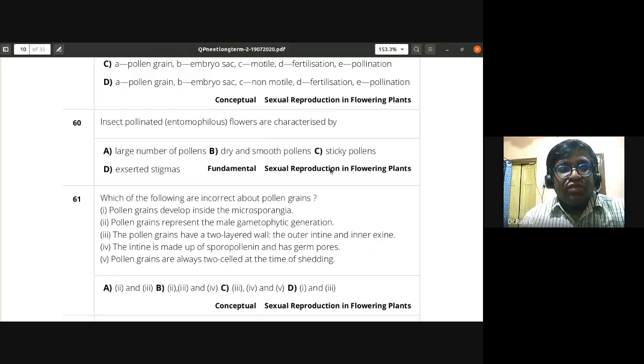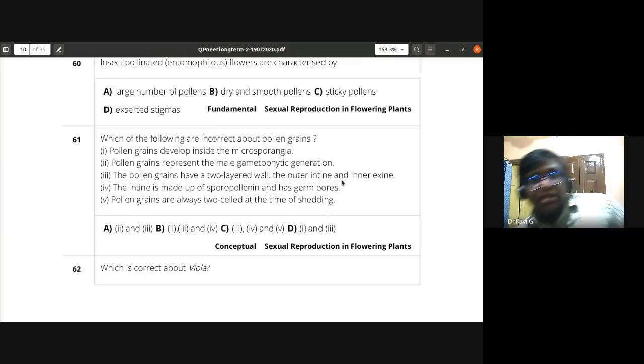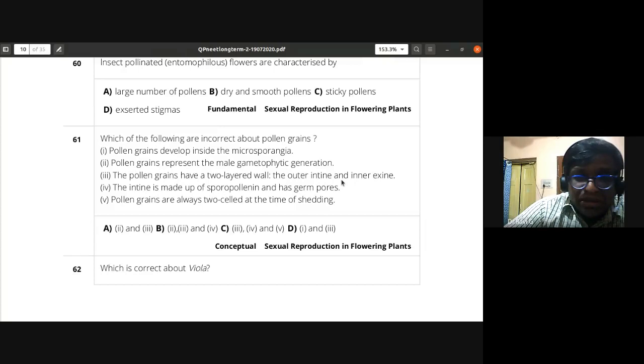61st, which of the following are incorrect about pollen grains? Pollen grains develop inside the microsporangia. Pollen grains represent the male gametophytic generation. The pollen grains have a two-layered wall, the outer intine and inner exine. The intine is made up of sporopollenin and has germ pores. Pollen grains are always two-celled at the time of shedding. So what are the statements which are incorrect about pollen grains? The third, fourth, and fifth are incorrect.